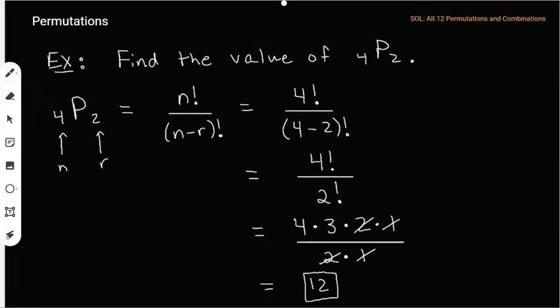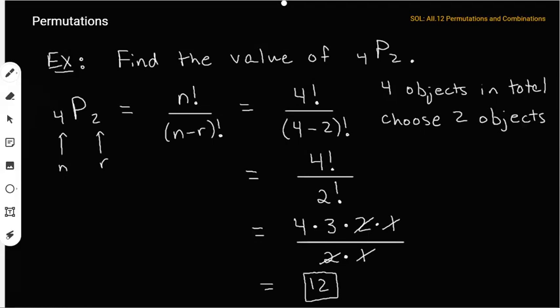Now, one of the ways that you can think about this is you have 4 objects in total, and you want to choose 2 objects. That's what the 2 is for. That's your choosing number. So out of 4 objects in total, let's say they are A, B, C, and D, I want to find how many ways I can choose 2 objects from this list. And there's going to be 12 ways that I can do it.